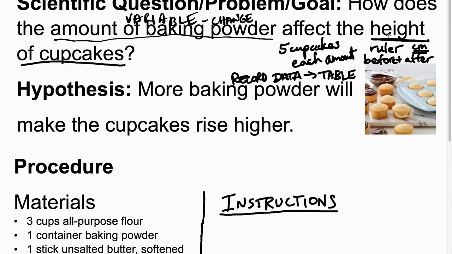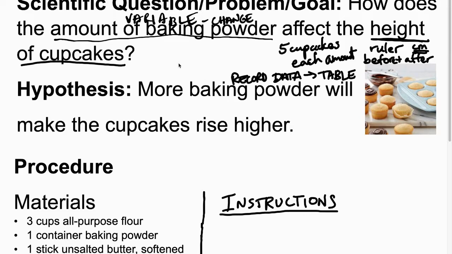So those are things you need to think about. How am I going to measure my height? Or in your case, how are you going to measure the thing that you're supposed to measure? Where are you going to record the data? And how will you build in trials for each change that you make? What units are you going to measure the data in? Those are all questions that you should answer before you start writing your instructions.